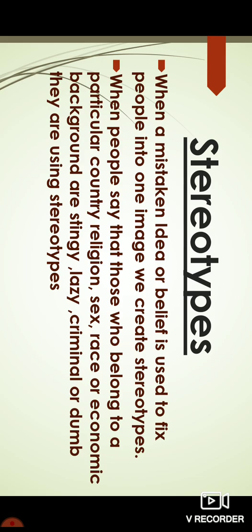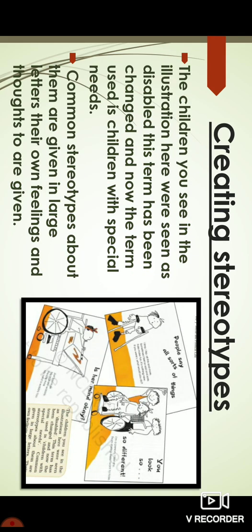When people say that those who belong to a particular country, religion, sex, race, or economic background are stingy, lazy, criminal, or dumb, they are using stereotypes. We cannot judge any person on the basis of his country, religion, sex, race, or economic background. By doing this, we are creating stereotypes.